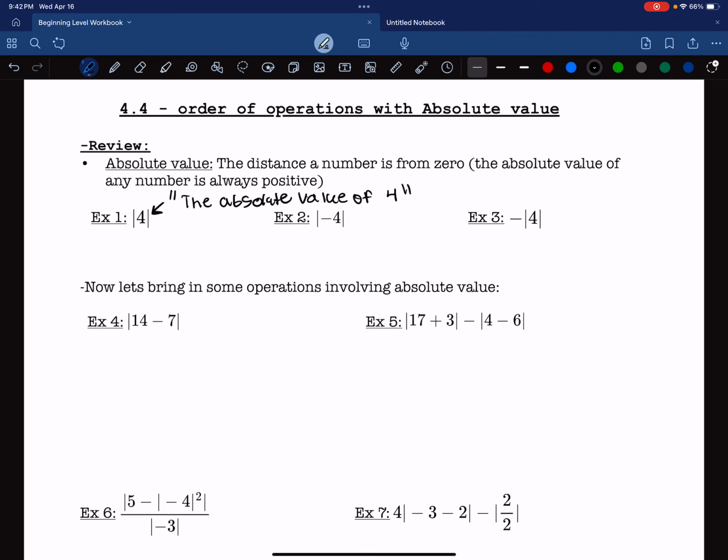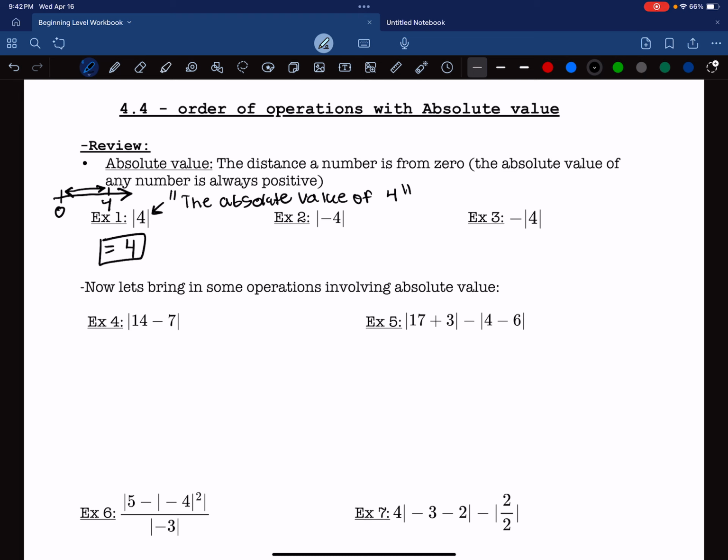And 4, we have to think about how far 4 is away from 0. So let's draw out a quick number line. This is 0, and this is 4. So we have to think, how far is this distance between 0 and 4? And in that case, 4 is 4 units away from 0. So the absolute value of 4 is just 4.